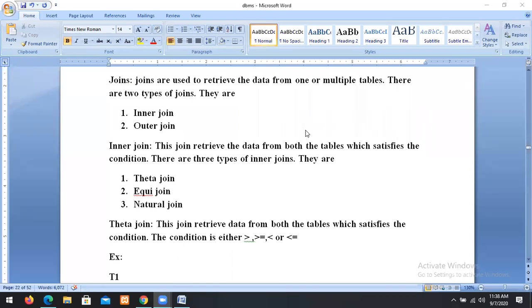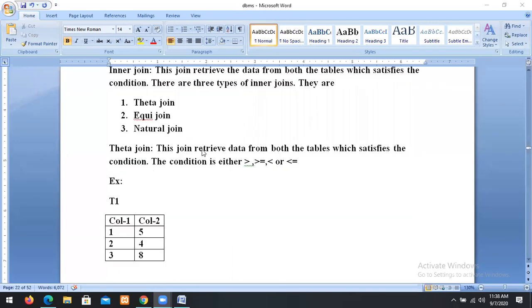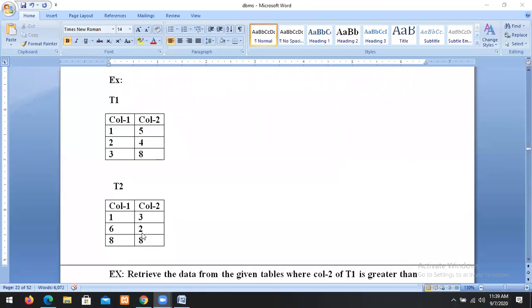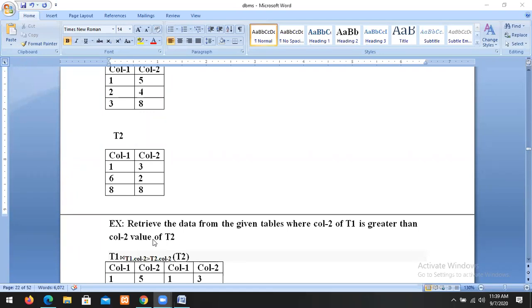For example, let us assume that there are two tables T1 and T2. T1 has two columns, column 1 and column 2. Column 1 has 1, 3, 5. Column 2 has 5, 4, 8. Another table T2, column 1 and column 2: 1, 3, 6 and 2, 8, 8. Suppose I want to join these two, retrieving the data where column 2 of T1 is greater than column 2 of T2.